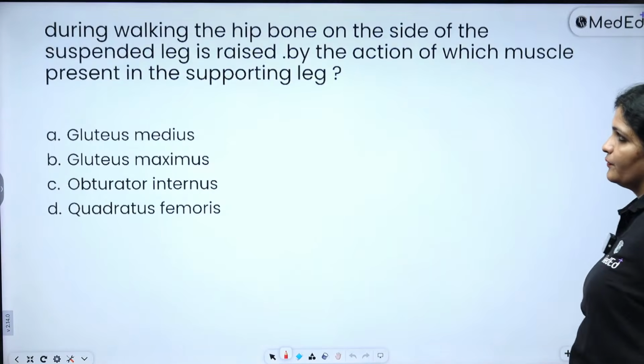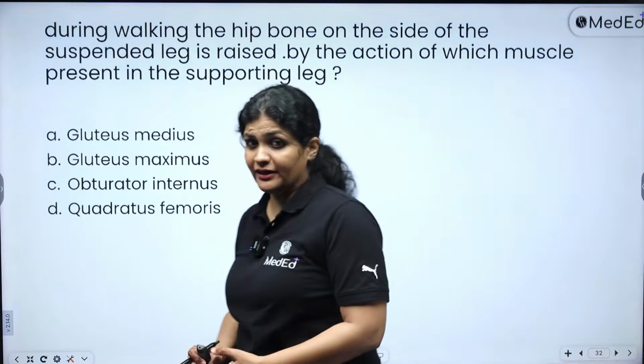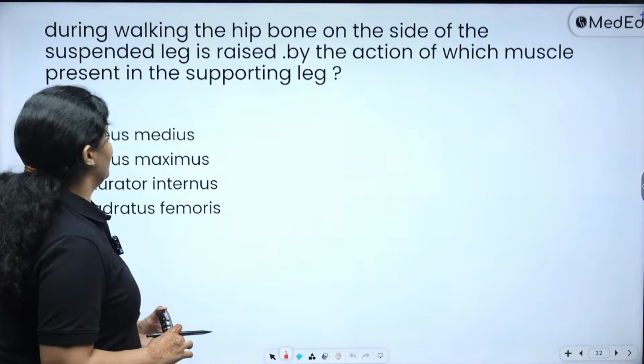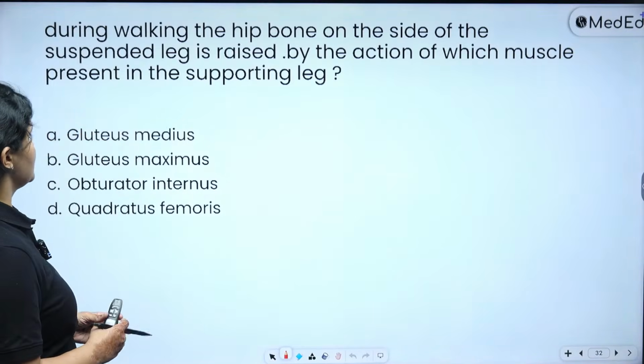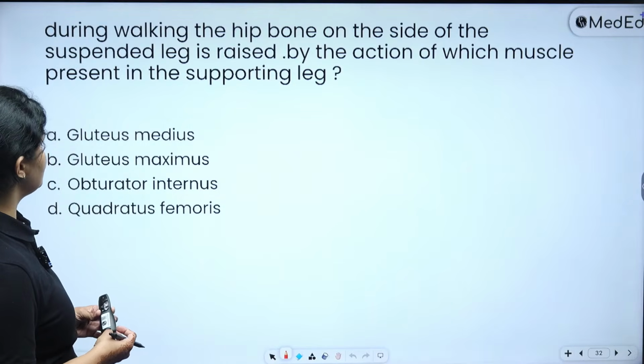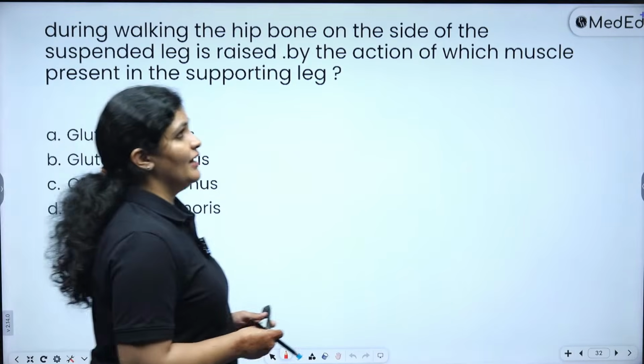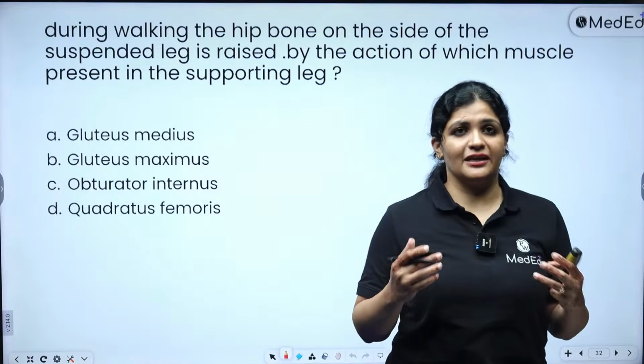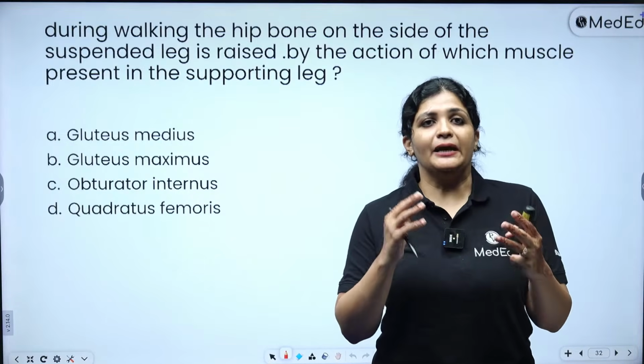Yes. Now, next question. You have to go a little fast, okay? During walking, the hip bone on the side of the suspended leg is raised by the action of which muscle present in the supporting leg? Now the question here, they are mostly asking you to test the knowledge of the hip biomechanics.